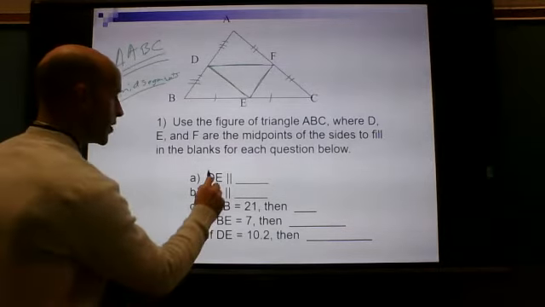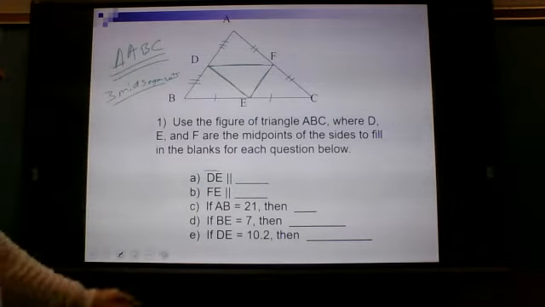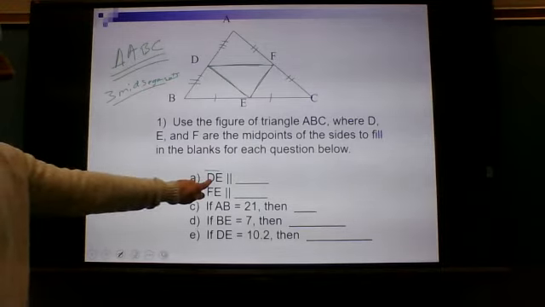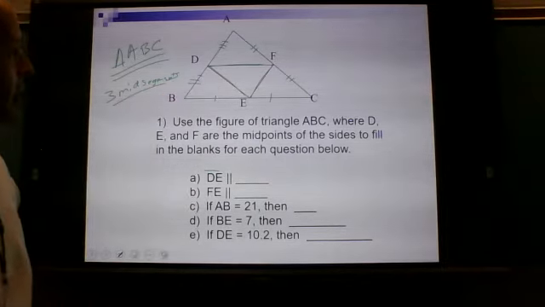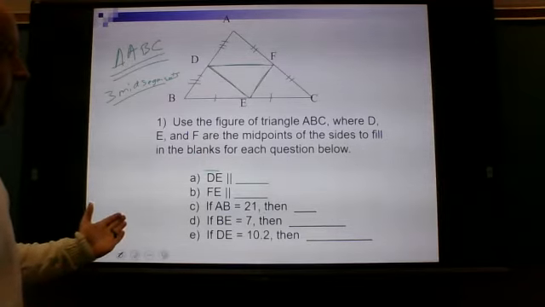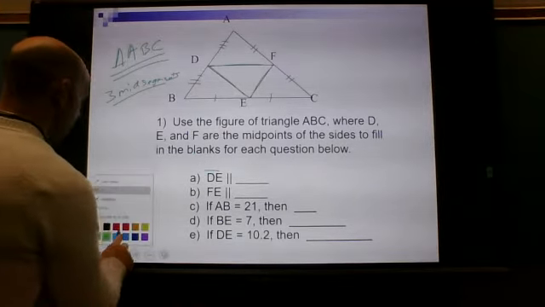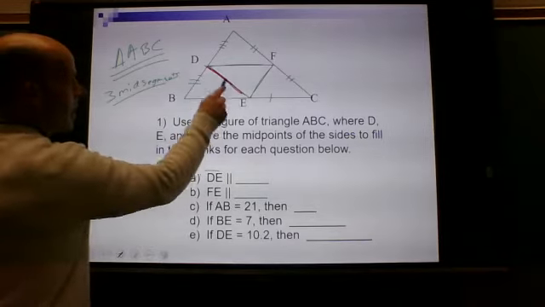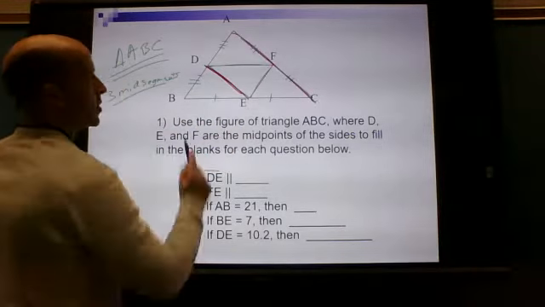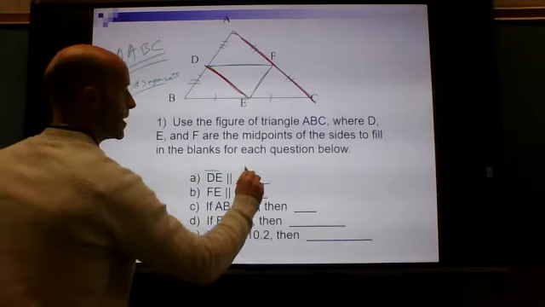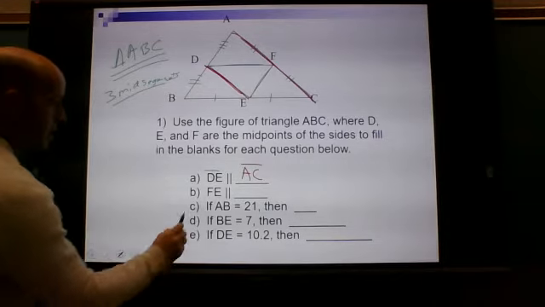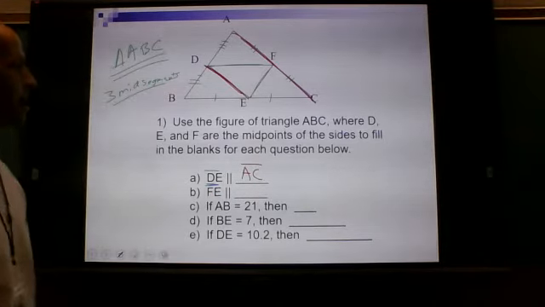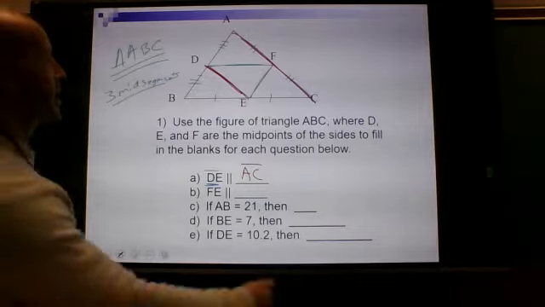So the first question is, and I should go ahead and put a segment symbol there, segment DE, that's this guy, is parallel to what? Well, I think it's kind of obvious. If we're talking about this mid-segment here, it must be parallel to this side here. So this is going to be segment AC. The next one, now we've got segment FE. Segment FE, that's this segment right here.